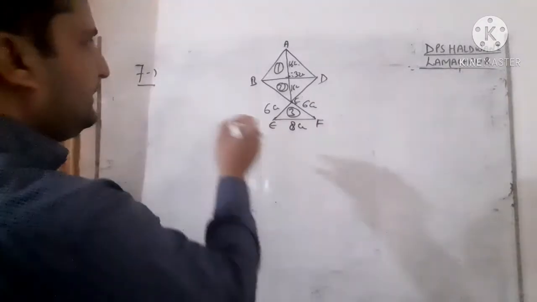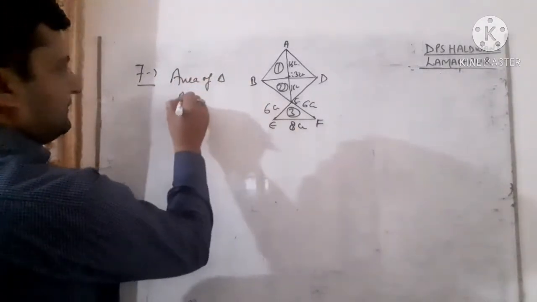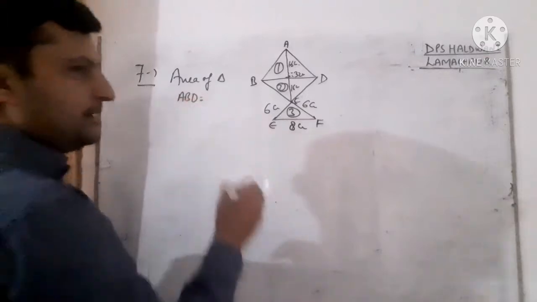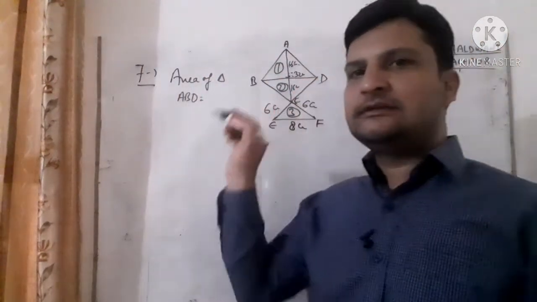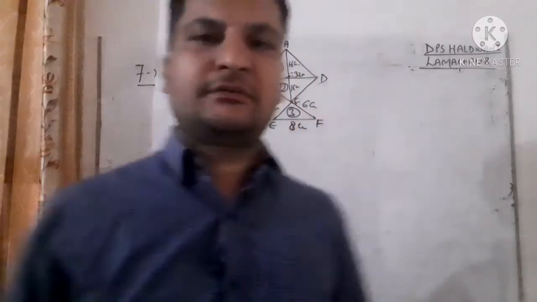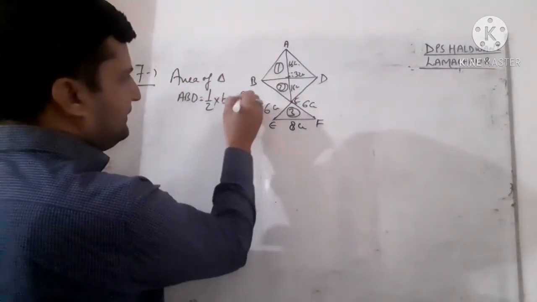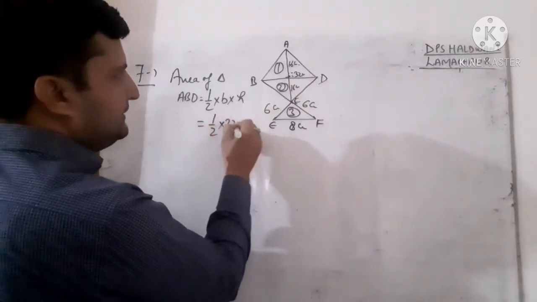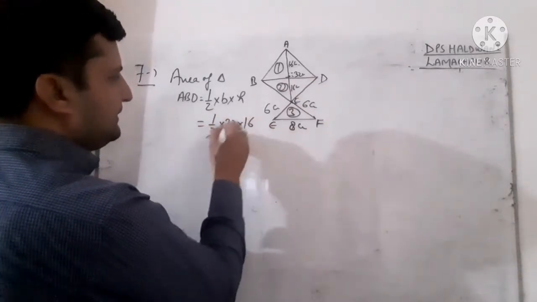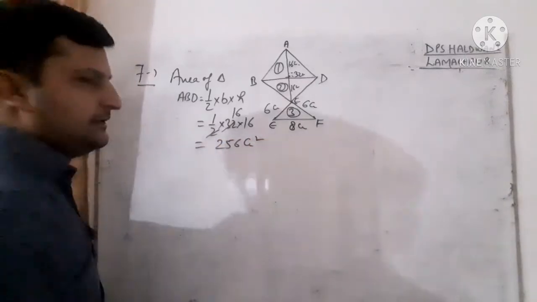So what we can do is the area of triangle ABD. Area of triangle ABD, students, we can write it. This is 90 degrees because the diagonals of a square bisect each other at 90 degrees. So this is half base into height. Base is here total 32 and height is here 16. So we can write it as 256 centimeter square.